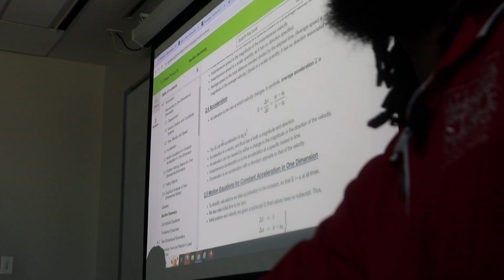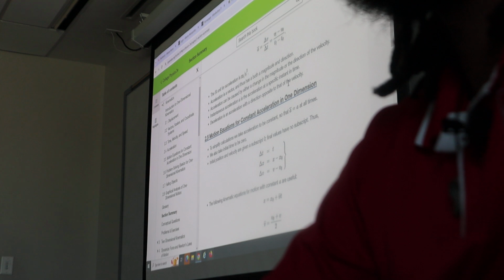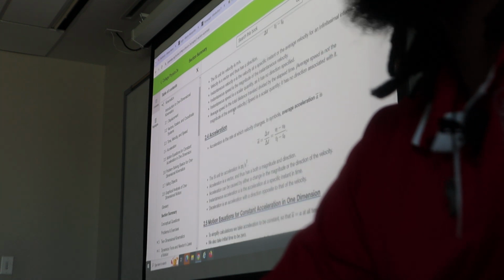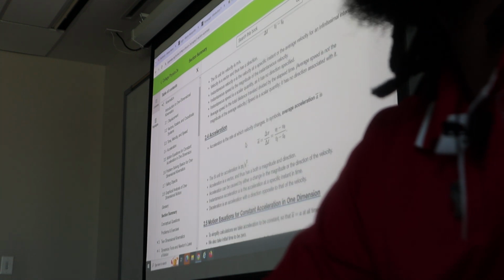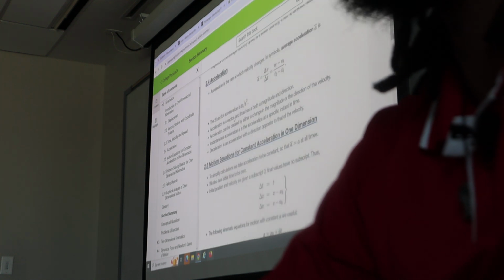Acceleration. So here's a lot about that. Average acceleration. So at first we had meters, position, meters over seconds for velocity, and then acceleration, meters over second squared.